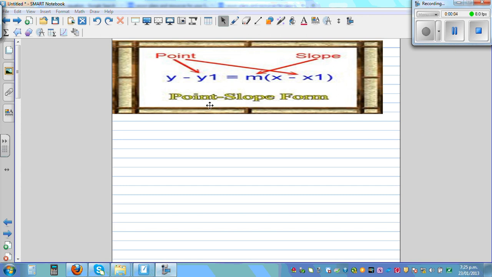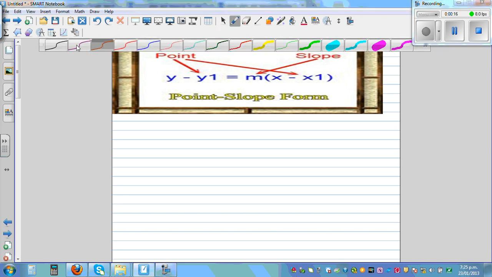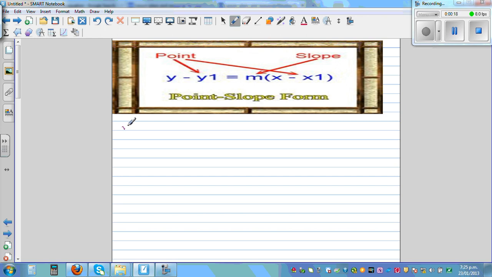This is called the point slope form, which is y minus y1 is equal to m times x minus x1. Now, m is the slope, and it's also known as the gradient. In some books they call it gradient. So m is the slope or the gradient.